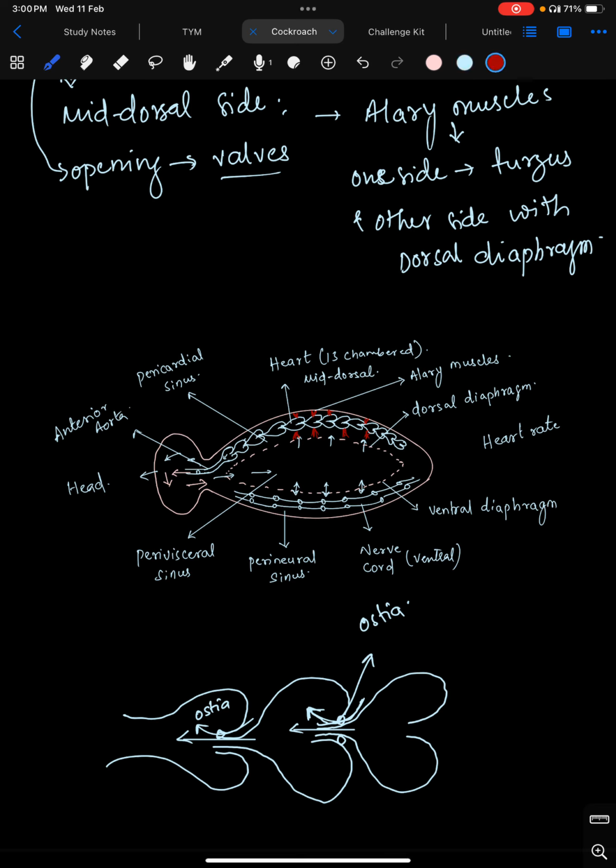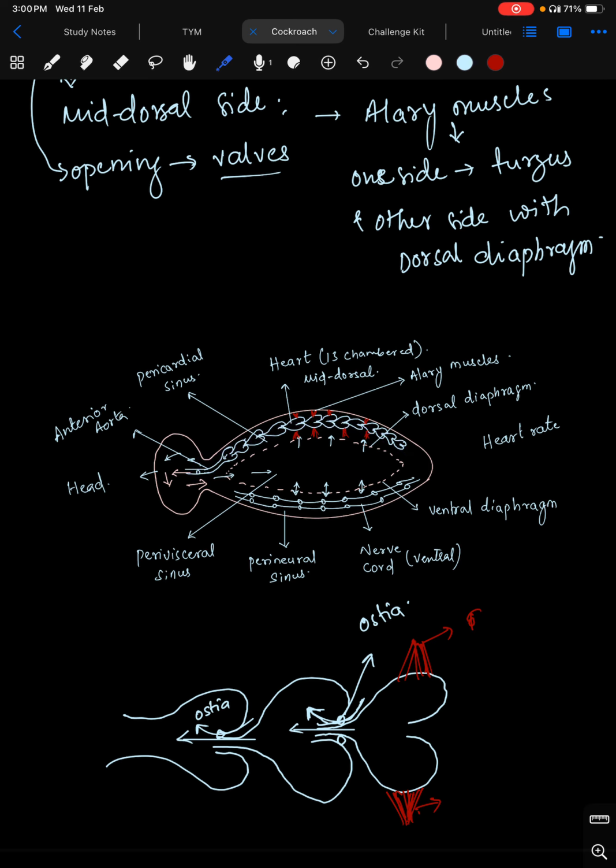Apart from that, this heart is connected with the help of alary muscles. In this diagram it looks like the heart is connected with the alary muscles, but exactly, one side these alary muscles are connected with the tergum, the dorsal wall, whereas the other side is connected with the dorsal diaphragm. So like this a 13 chambered heart is there, and the movement of blood is from the posterior part of the heart to the anterior part of the heart.